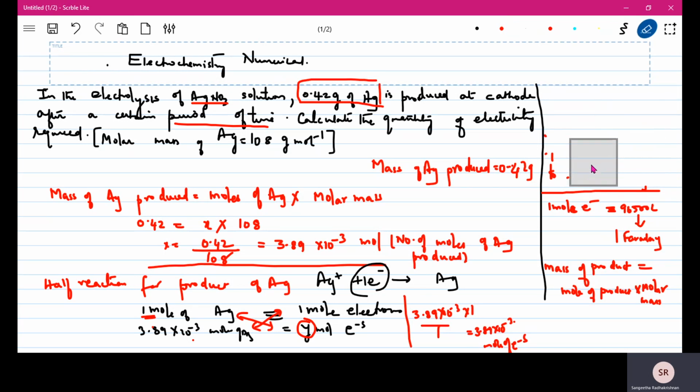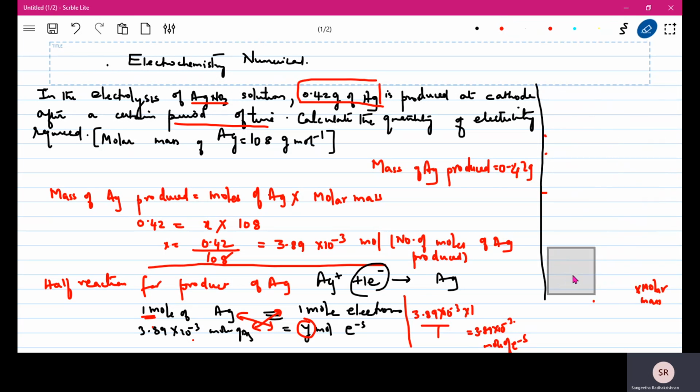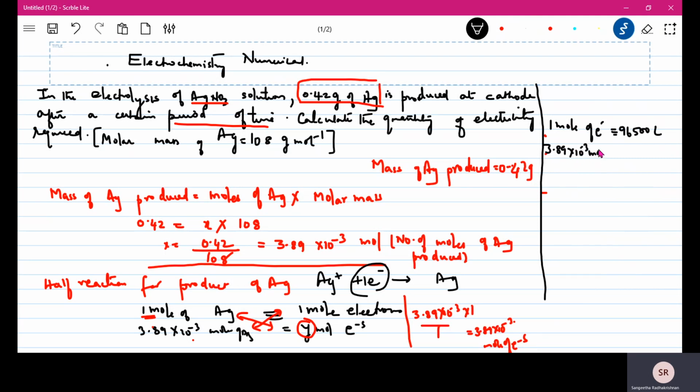But you have to find the quantity of electricity produced. That means you have to find the quantity in coulombs or Faradays. Now we know that 1 mole of electron corresponds to 96,500 coulombs. How many moles of electron do we have? We have 3.89 into 10 raised to minus 3 mole of electron. Under mole always write mole. That will correspond to how much? I'm again taking x. I can take any variable here.